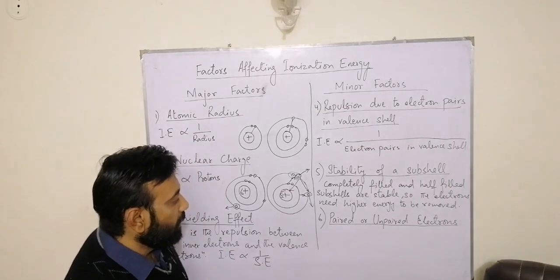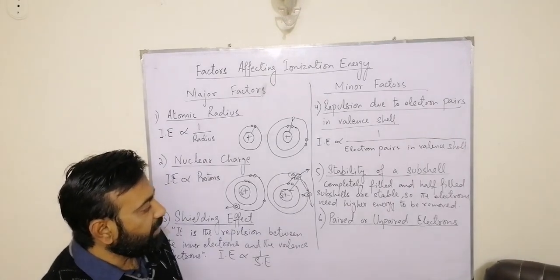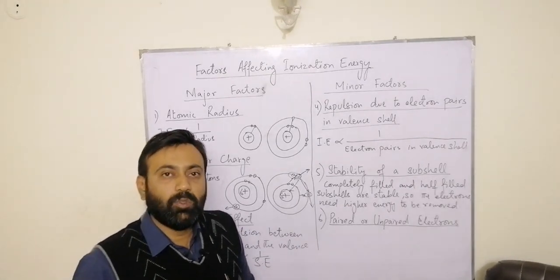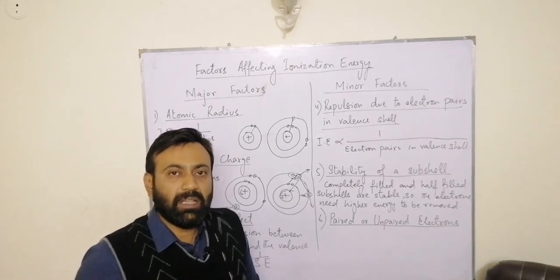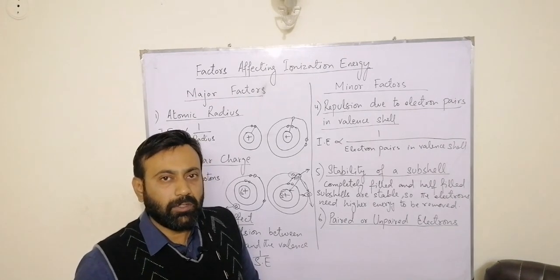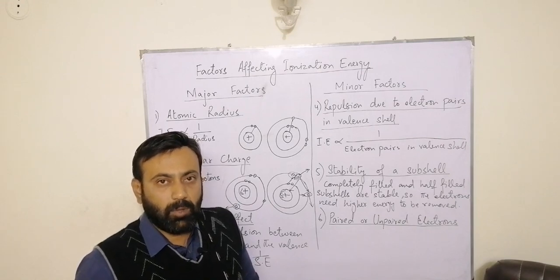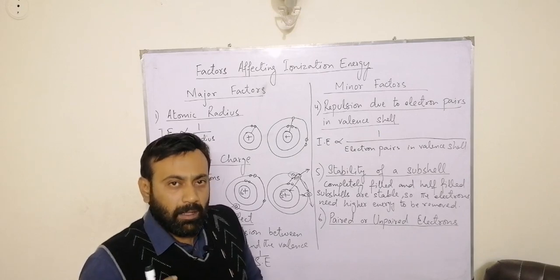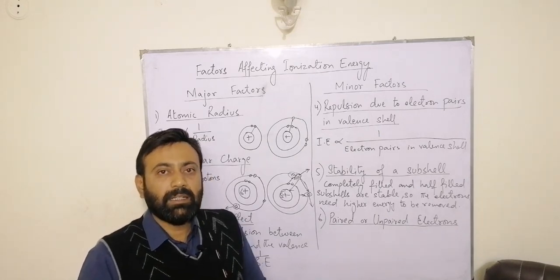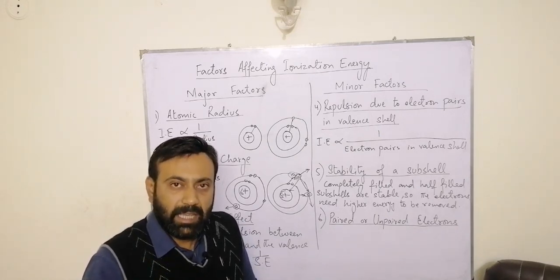Okay, the last one is whether the electron to be removed is paired or unpaired. See, the unpaired electrons are relatively easier to remove. They require a smaller amount of energy as compared to an electron which is a part of a pair. What are paired electrons? The electrons which are present in the same orbital.